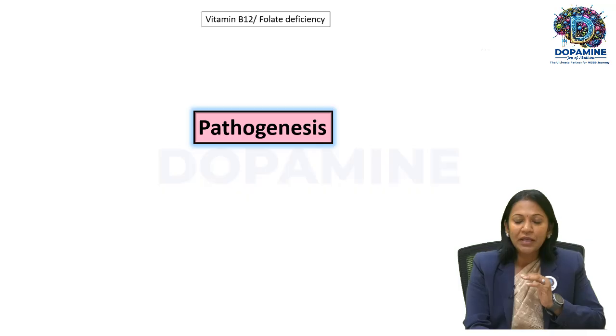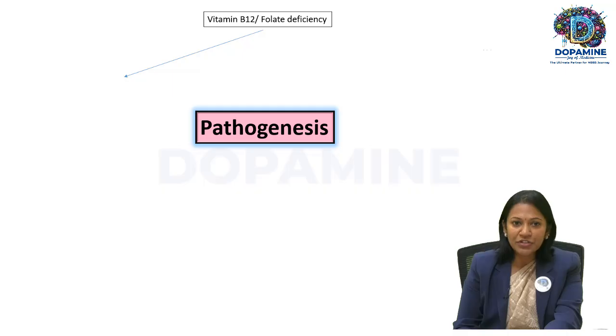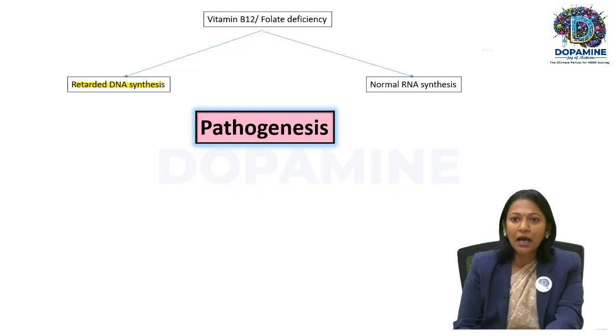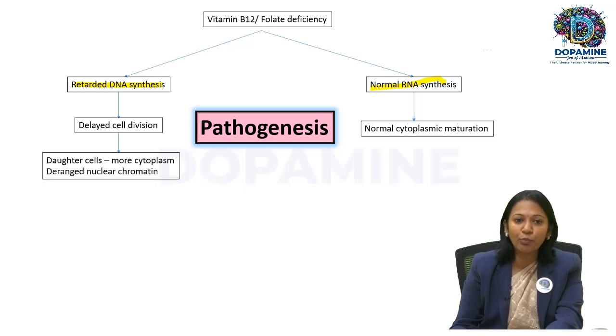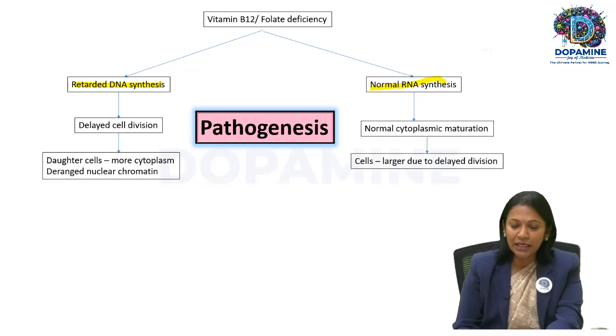So let's see this. This is vitamin B12 or folate deficiency. When there is a deficiency, there is a retarded DNA synthesis, whereas the RNA synthesis is totally normal. Because of that, the cell division gets delayed, whereas the cytoplasm is maturing in a very normal way. The daughter cells will have more cytoplasm, that is, deranged nuclear chromatin, whereas the cytoplasm is ample. So the cells will obviously be larger because the cytoplasm is occupying more space and there is a delay in cell division.